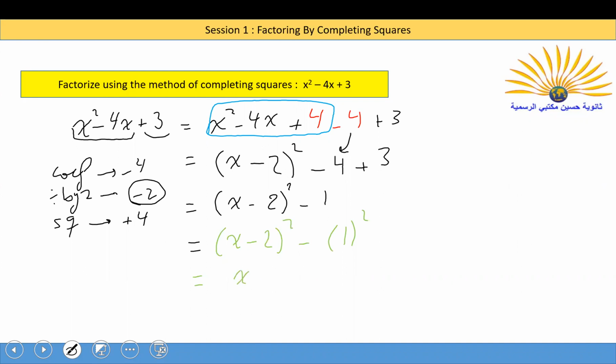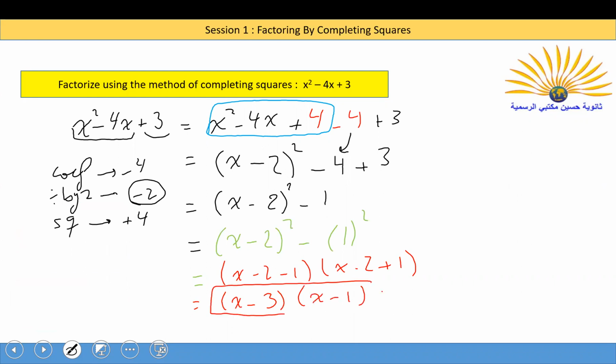Here we get (x minus 2 minus 1) into (x minus 2 plus 1). Finally, we get (x minus 3) into (x minus 1). This is the final answer. Now, if we expand this one, we will get the same as this one. Let's take another example.